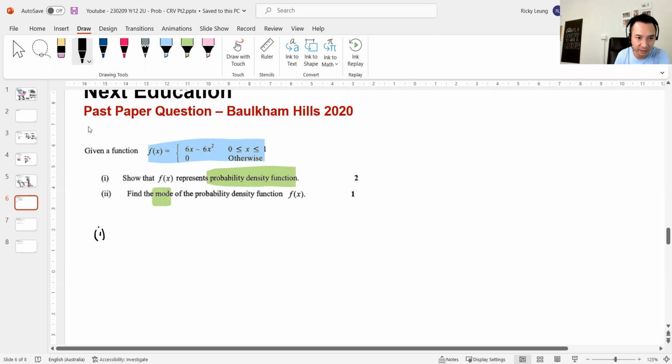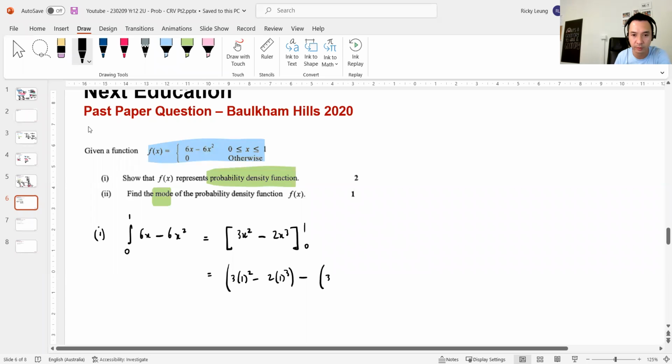So part 1, basically I need to go integral between 0 and 1 of the function 6x minus 6x squared, right? I'm hoping that whatever this is, it gives me 1. So if I integrate that, what do I get? I get 3x squared minus 2x cubed, right? That becomes, so you've got to show your teacher the substitution.